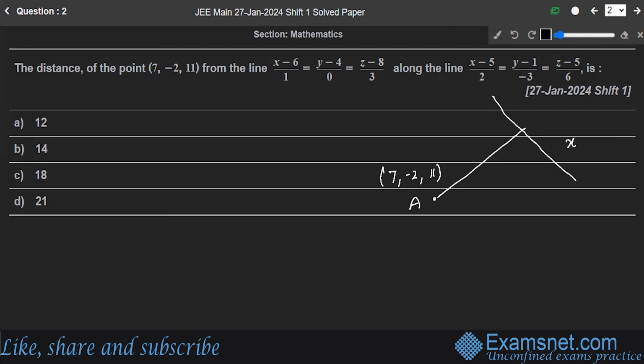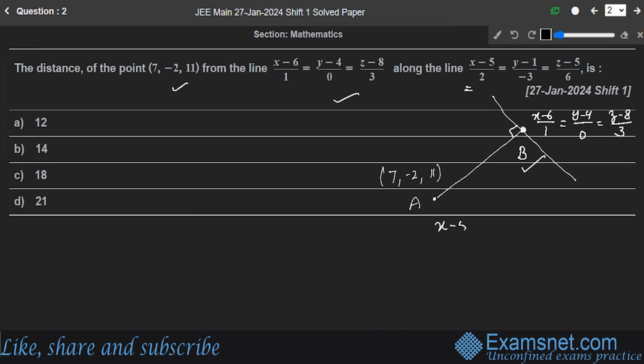This is the given line, (x minus 6) upon 1, (y minus 4) upon 0, (z minus 8) upon 3. So here is the second point, B. Let it fall perpendicularly on B. If I get to know the coordinates of B, I'll get my question's answer. Okay, now I'm repeating the question: the distance of this point from this line along this.